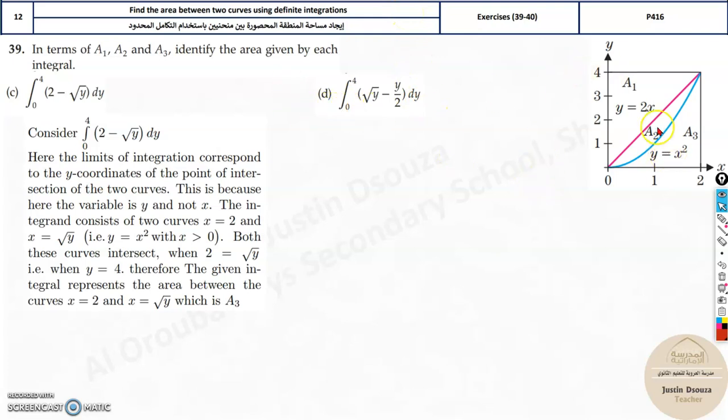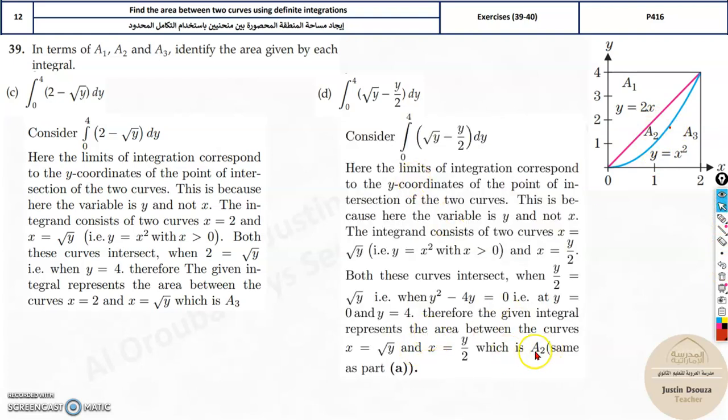I hope you tried it. Again, it's the same thing. The blue one is root y because you can take the square root on both sides. This is going to be square root y. This is the blue function. And then we have y by 2. This is solved. Take y to the other side. x equals y by 2. So that means this one. And it is along the y-axis, 0 to 4, isn't it? So it will be right side minus the left side, which is in consideration. A2 is the answer. A2.